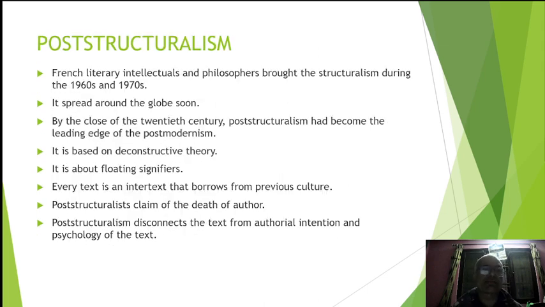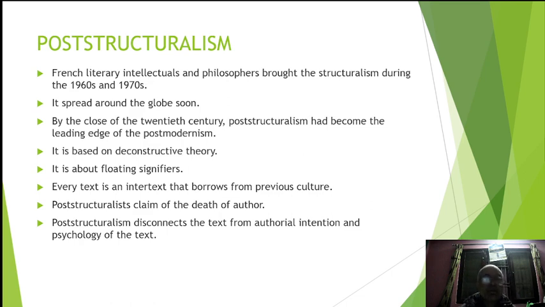Now, what is post-structuralism then? French literary intellectuals and philosophers brought post-structuralism during the 1960s and 1970s. It spread around the globe soon. By the close of the 20th century, post-structuralism had become the leading edge of postmodernism. Post-structuralism means almost the theory of deconstruction. And these three terms, post-structuralism, postmodernism, deconstruction, are almost the same. Post-structuralism is based on deconstructive theory.